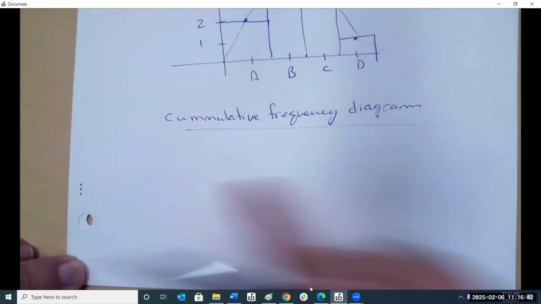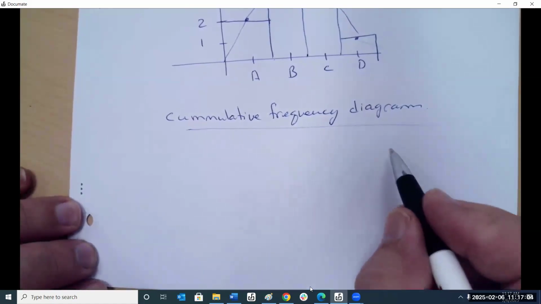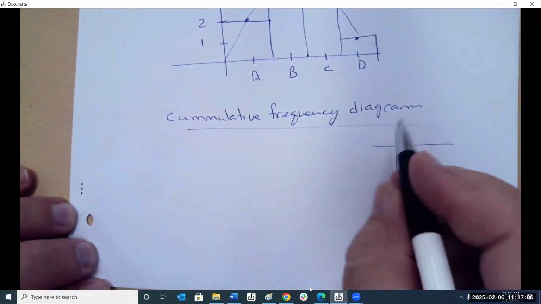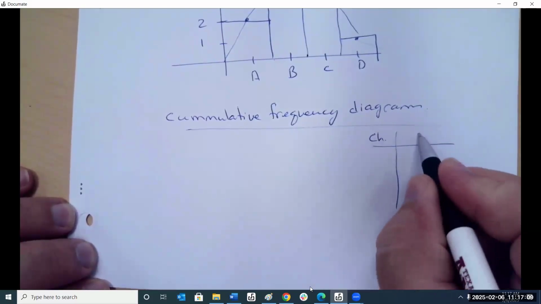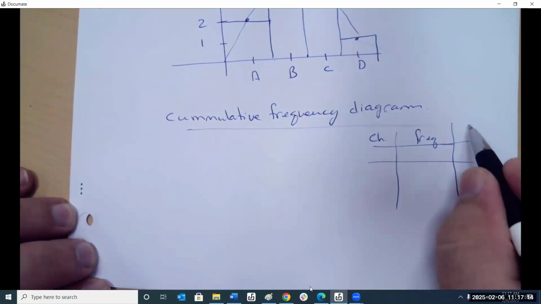What does cumulative mean? Total. Cumulative means total. More so, it means a running total. And a frequency means how many you have. So if we looked at our data, we have the characteristics and we have the frequency. And then here we have the cumulative frequency.